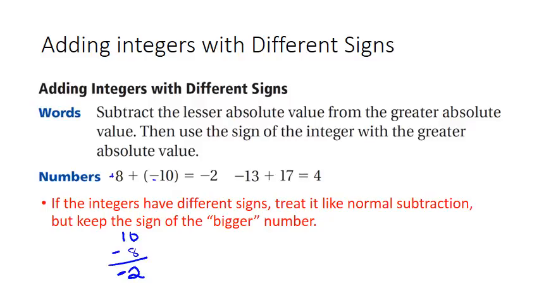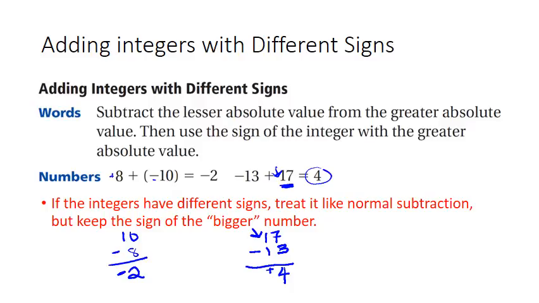So again, looking at negative 13 plus 17, okay, we know 17 is bigger. So we'll take 17, and we're going to subtract 13, which is our smaller number. And 17 minus 13 is going to be equal to 4. Now we need to find the sign of our bigger number. The sign of our bigger number, 17, was positive. So that means our 4 is also going to be positive. So it's going to be a positive 4.